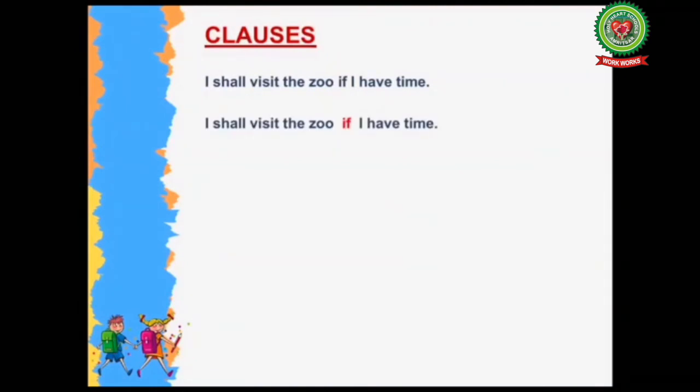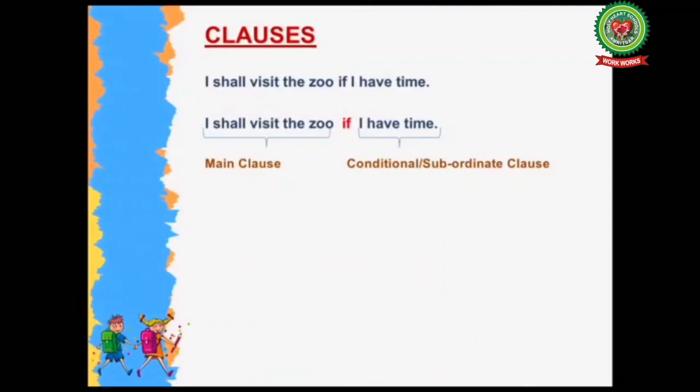The conjunction is "if." Now, the part of the sentence that starts with the conjunction is called the conditional clause or subordinate clause, and the other part is called the main clause. We are calling the subordinate clause a conditional clause because here the conjunction "if" is expressing a condition.